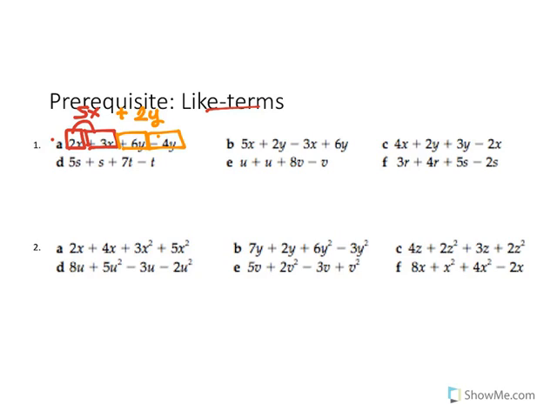Let's do another example, 1b. You have 5x plus 2y minus 3x plus 6y. I'm going to go ahead and box the like terms. So 5x and negative 3x are like terms, and remember to always include the sign that comes before the term, because that tells you whether to add or subtract, whether that number is positive or negative. Now we have to combine the y's, so you have a positive 2y and a positive 6y.